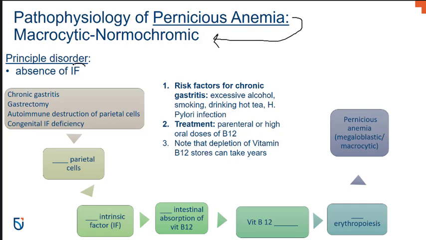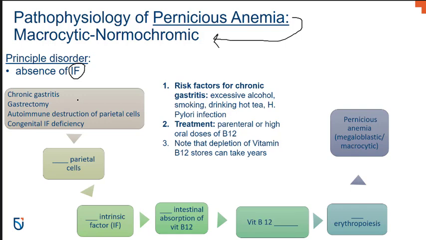The principal disorder here, as already mentioned, is absence of intrinsic factor. But why is there absence of intrinsic factor? Well, there are many different examples. I've listed a few up on the screen here. One is chronic gastritis. Remember back to our digestive disorders lecture, we talked about how if somebody has an inflamed stomach chronically, it can affect how the cells within the stomach function, and it can lead to problems with the parietal cells producing intrinsic factor and therefore not able to carry B12 into the body or into the circulation.